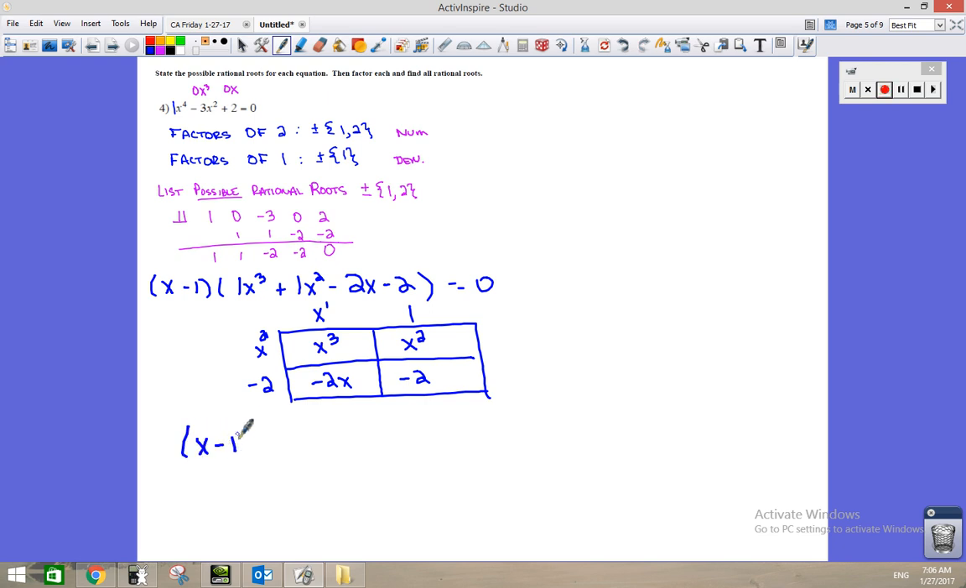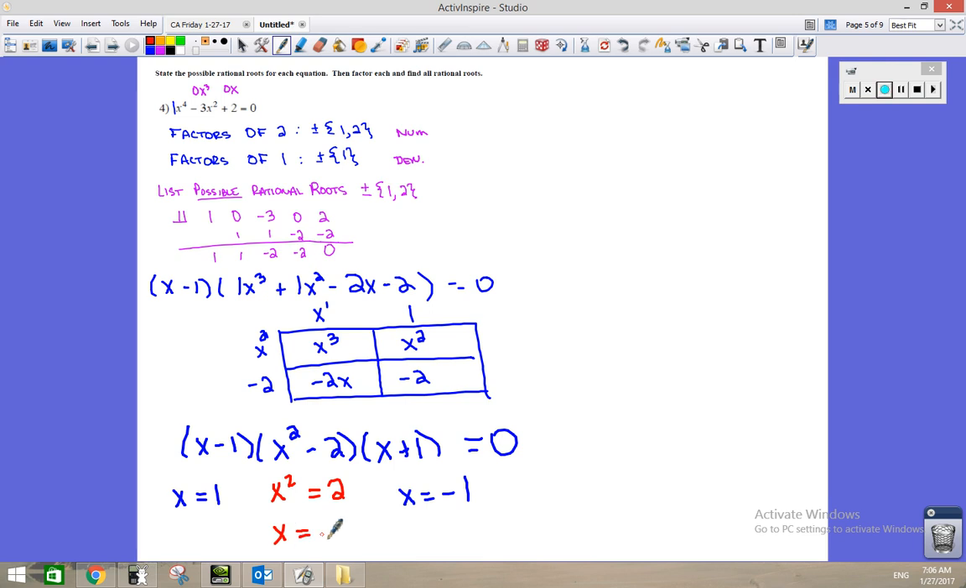X minus 1, x squared minus 2, and x plus 1. X squared minus 2 is going to generate irrational numbers. It wants just rational, so 1 and negative 1. Like I say, just for illustrative purposes, if I have x squared is equal to 2, then x is equal to plus or minus irrational numbers. And it wanted rational zeros. So we found the list, and the list was short, and in that list, 1 and negative 1.